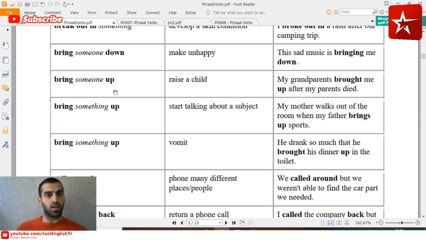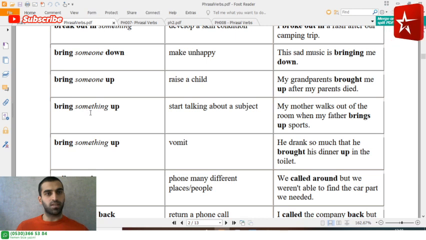Bring someone up. It means raise a child. For example, my grandparents brought me up after my parents died. It means they raised me. So my grandparents brought me up after my parents died.